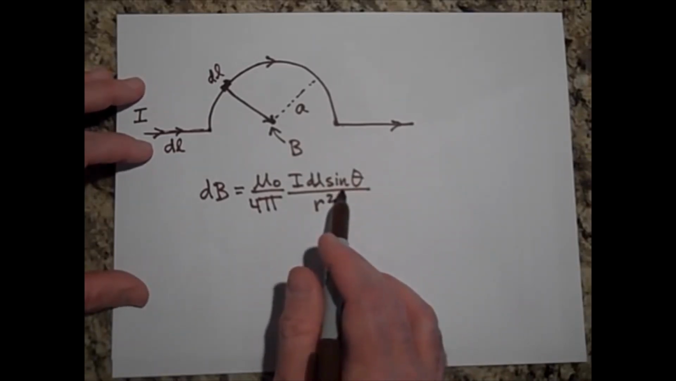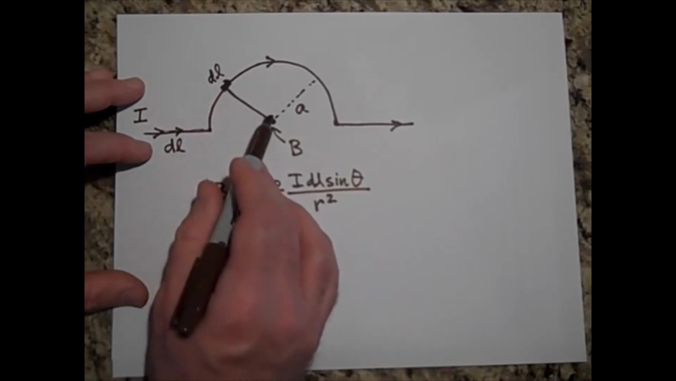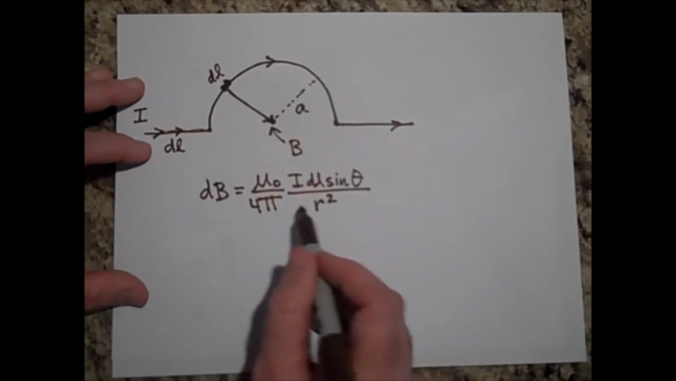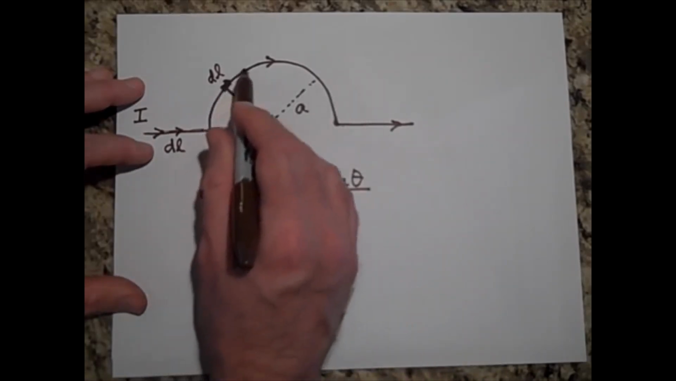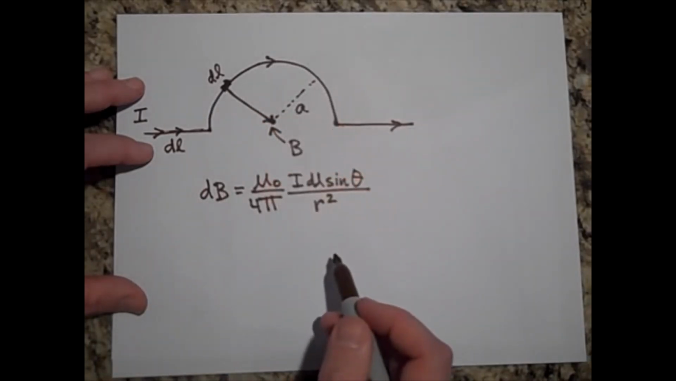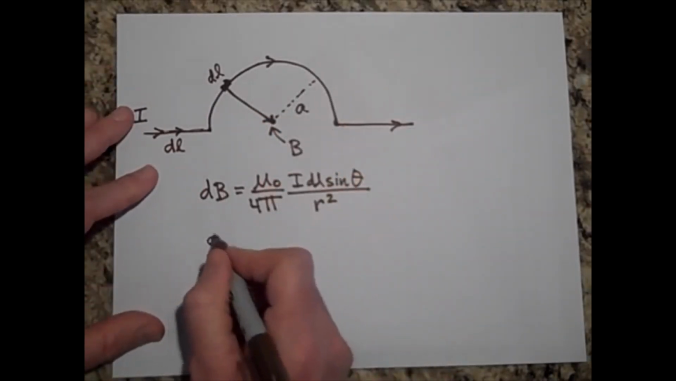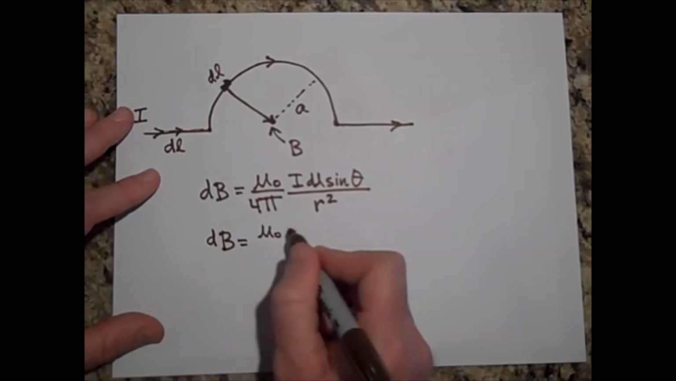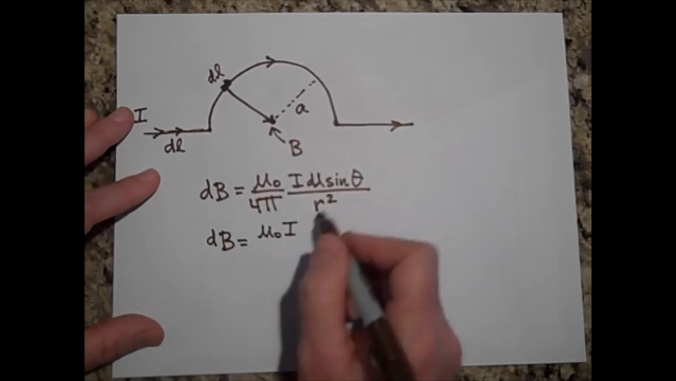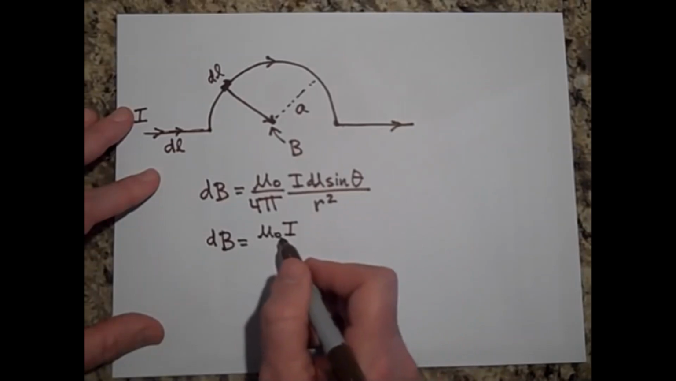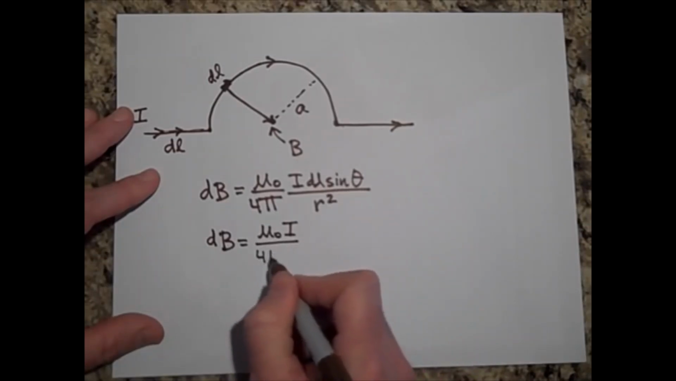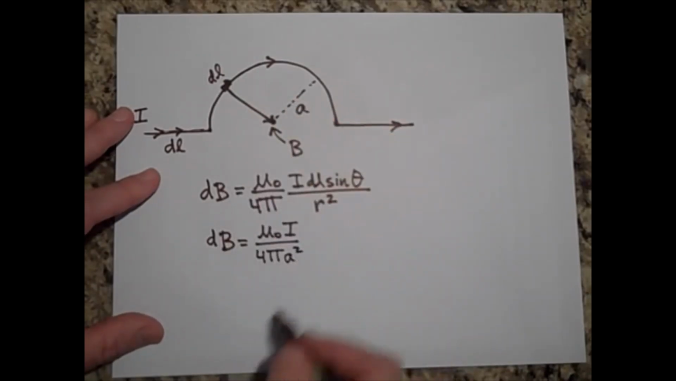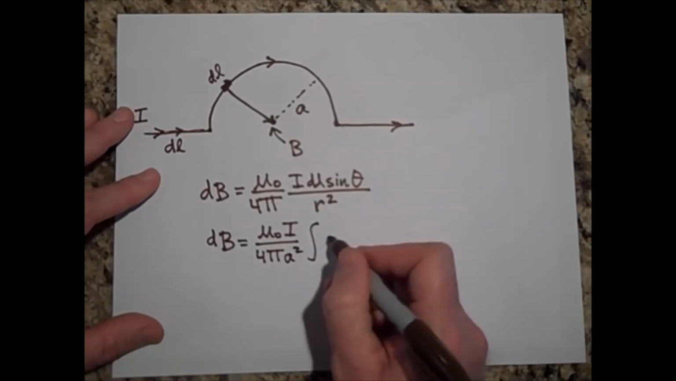Another thing about this is that r, this vector r, never changes in size. It's always the same size, and so that you can treat as a constant too. For this path, it's always a constant a. And so let's see what we get when we do this. We get dB is equal to, let's pull out all the constants. Mu naught I is a constant. Sine of theta, I'll just call that 1. And then I got 4 pi, and our r happens to be a, and it's a squared. And then I'm going to sum up all the dLs.